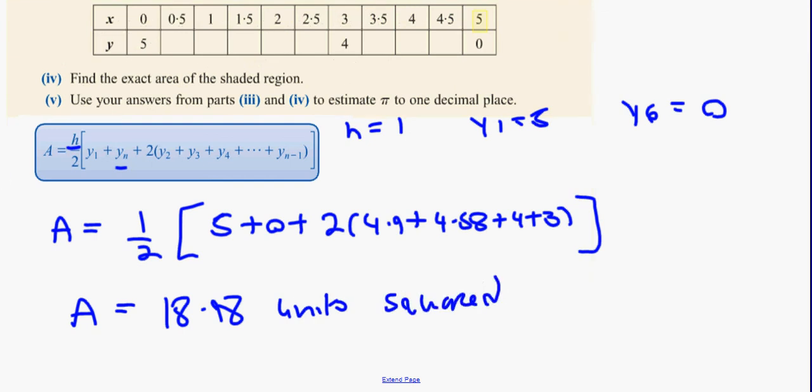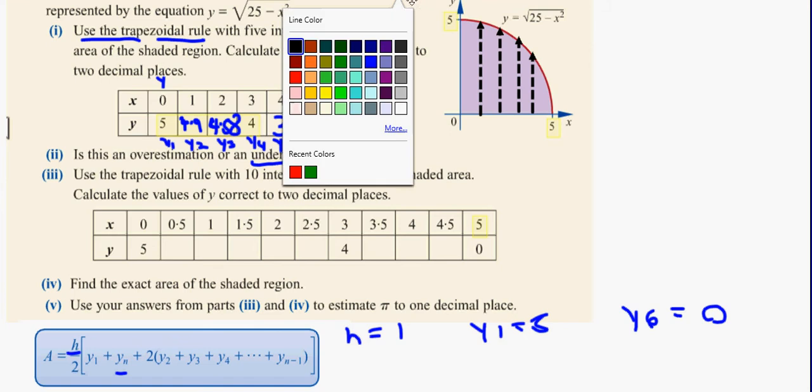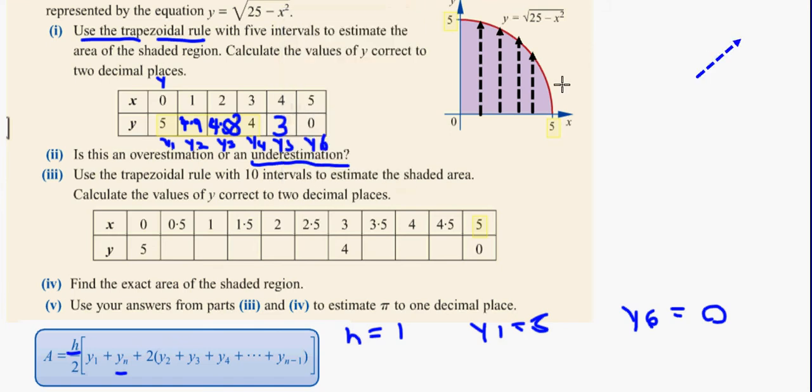Now, the next thing we're asked to do is use the trapezoidal rule with 10 intervals to estimate the shaded area. Calculate the values of y correct to 2 decimal places. What happens this time is, instead of using these areas here, we're going to use twice as many straight lines going upwards. If I add in the extra lines in a different colour, maybe blue, we can see there are extra lines going up in between the two values that we had there.